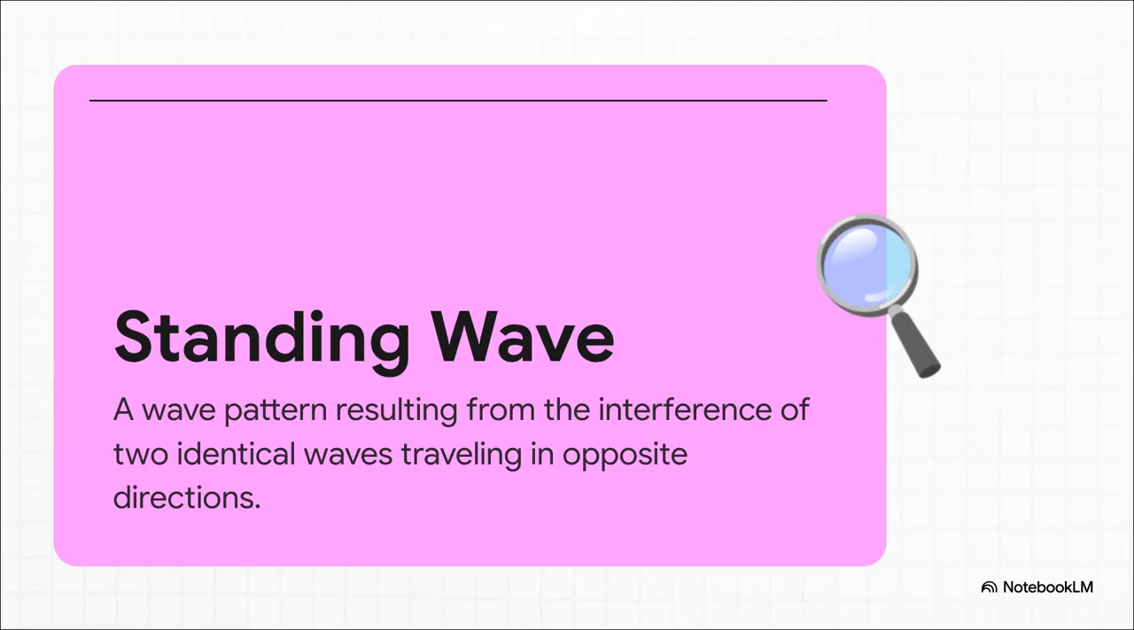So how do you get one of these? Well, imagine sending a wave down a guitar string. It hits the end, it reflects back, and it starts interfering with all the new waves you're sending down. If you get the frequency just right, you create this stable pattern, a standing wave. And the key here is that energy isn't flowing down the string anymore. It's trapped in these little oscillating pockets.